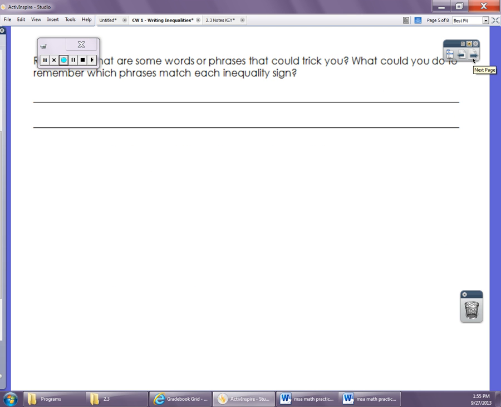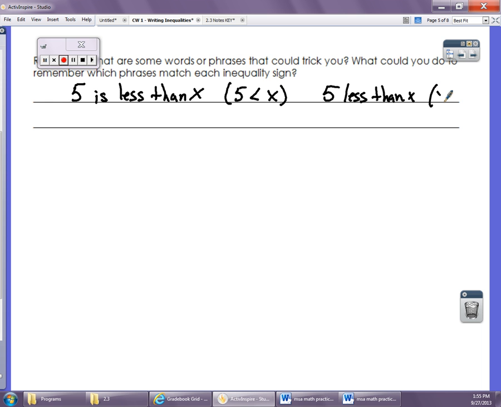Now it says, what are some words or phrases that could trick you? Well, one key example is going to be 5 is less than x. So that is represented as 5 is less than x compared to 5 less than x. Well, 5 less than x, that is x minus 5. So you have to see the difference between this word is. Since it says 5 is less than x, that gives you your inequality symbol, whereas 5 less than x is just x minus 5.